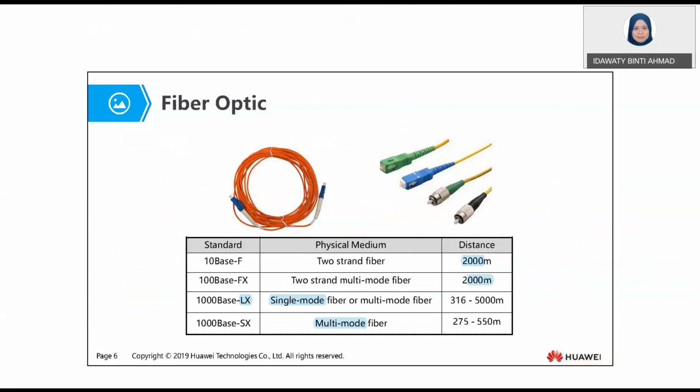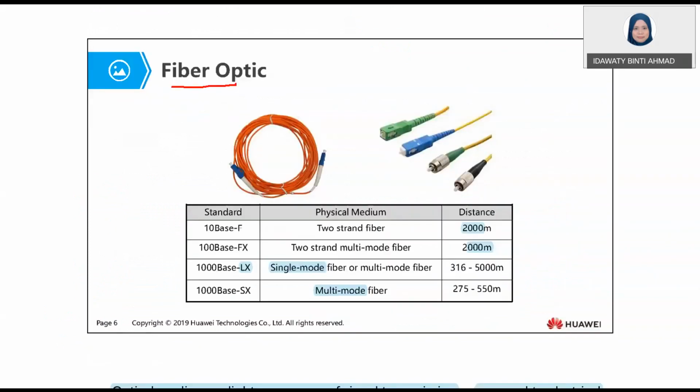Okay, nowadays we use fiber optic. You can see here, it's mentioned F. F here means fiber optic cable. So FX is also fiber optic. But here the speed, this one is 10 megabit per second, this is 100 megabit per second, fast Ethernet, and this one is to support gigabit Ethernet.